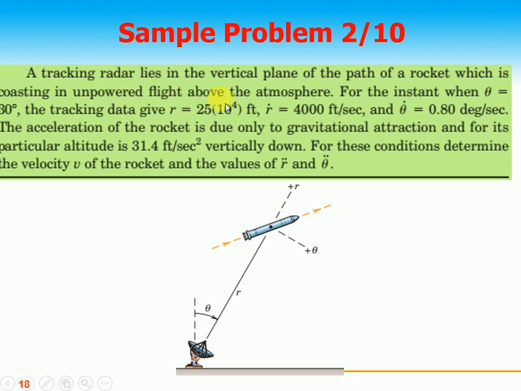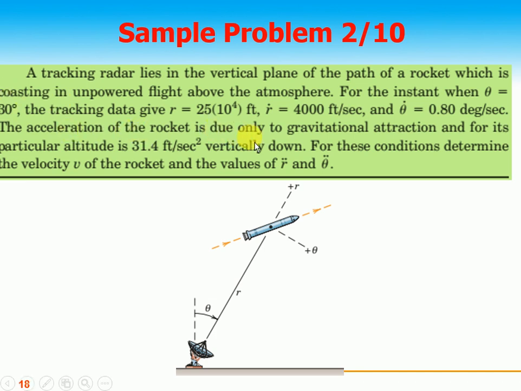Our tracking radar lies in the vertical plane of the path of a rocket, which is coasting in upward flight above the atmosphere. For the instant when theta is equal to 60 degrees, the tracking data give r equal to 25 × 10^4 feet and r dot equal to 4000 feet per second, and theta dot is equal to 0.8 degrees per second.